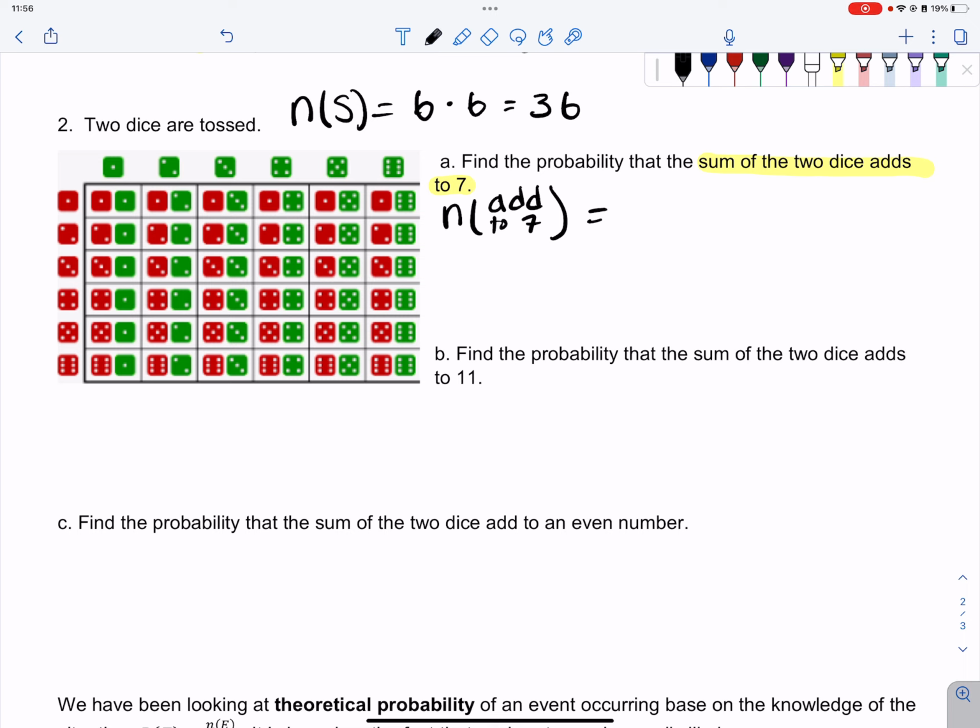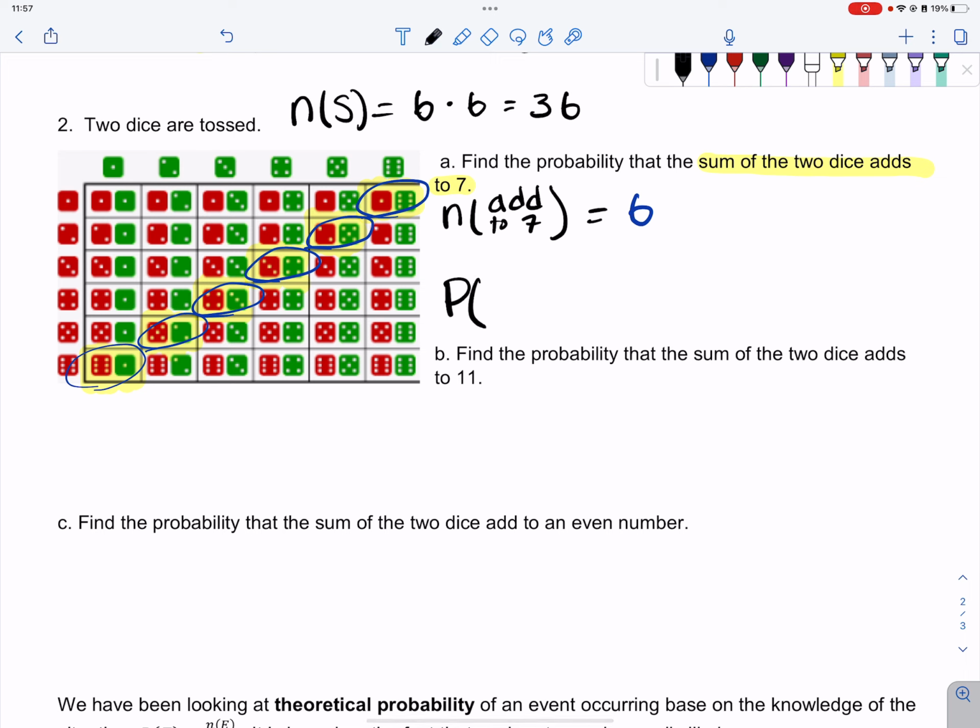So if we take a look over on the table on the left, if we start with the bottom left corner, 6 and 1, those will add together to get 7. We also have 5 and 2, 4 and 3, 3 and 4, 2 and 5, and 1 and 6. So we have 1, 2, 3, 4, 5, and 6 different outcomes in our sample space that will add to 7 when we add the 2 dice together. So our number of elements that add to 7, there's 6 of them.